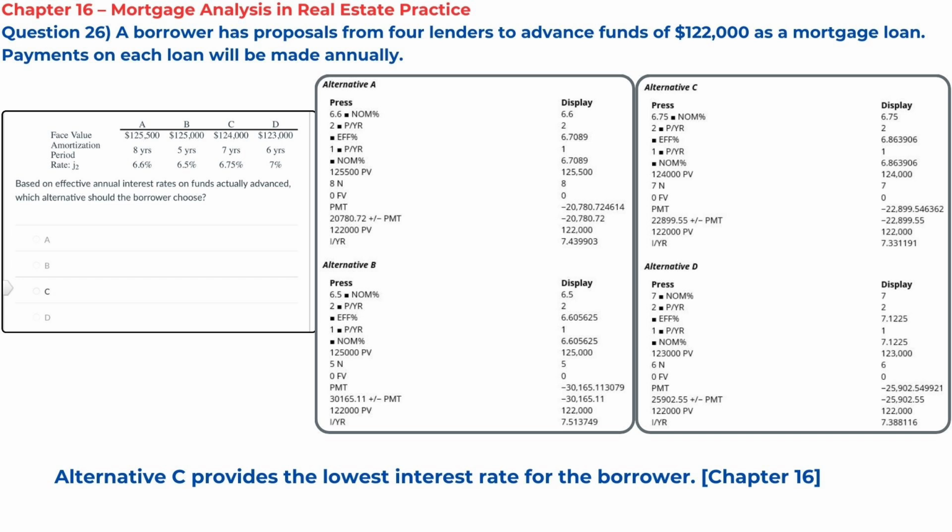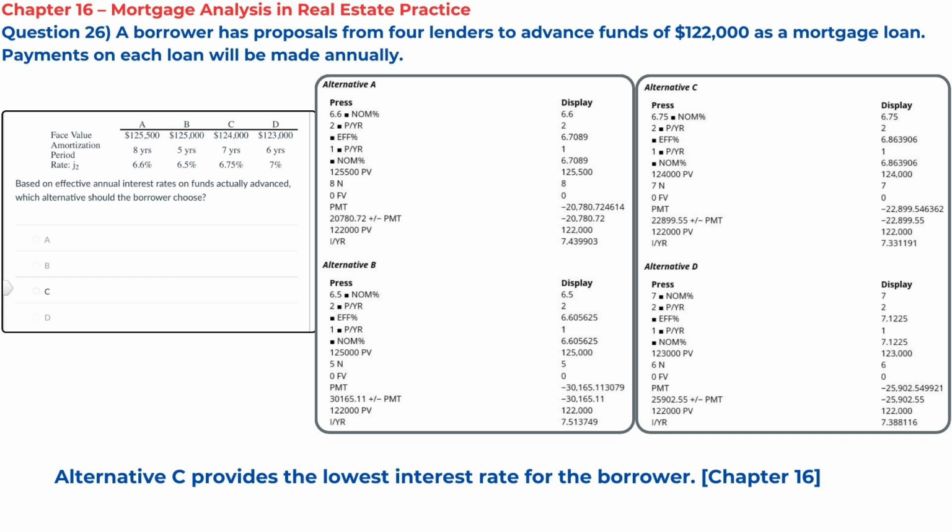Alternative C, 6.75, shift nom, shift PYR, shift effective 1, shift PYR, shift nom, 4000 PV, 7 N, 0 FV. Press PMT, calculator displays minus 22,899.546362. 22,899.55 plus and minus sign, and then press PMT. 122,000 PV, press IYR, calculator displays 7.331191.